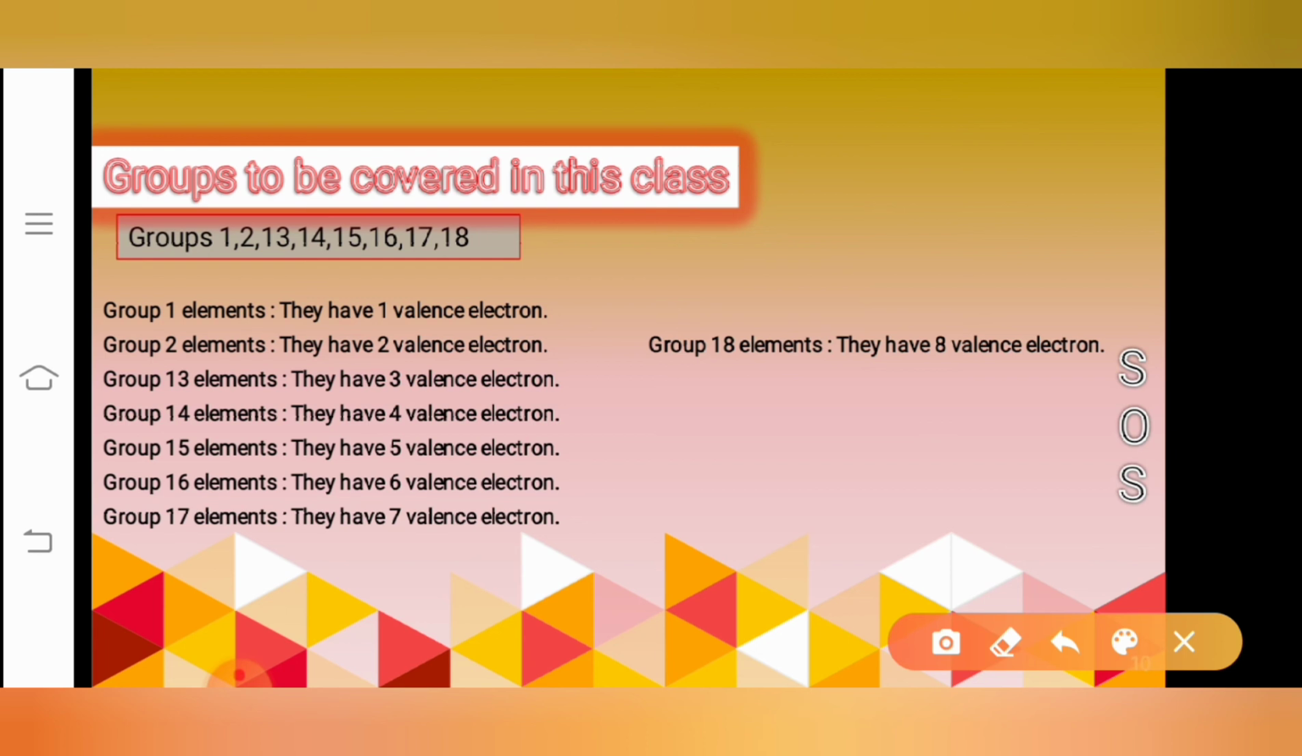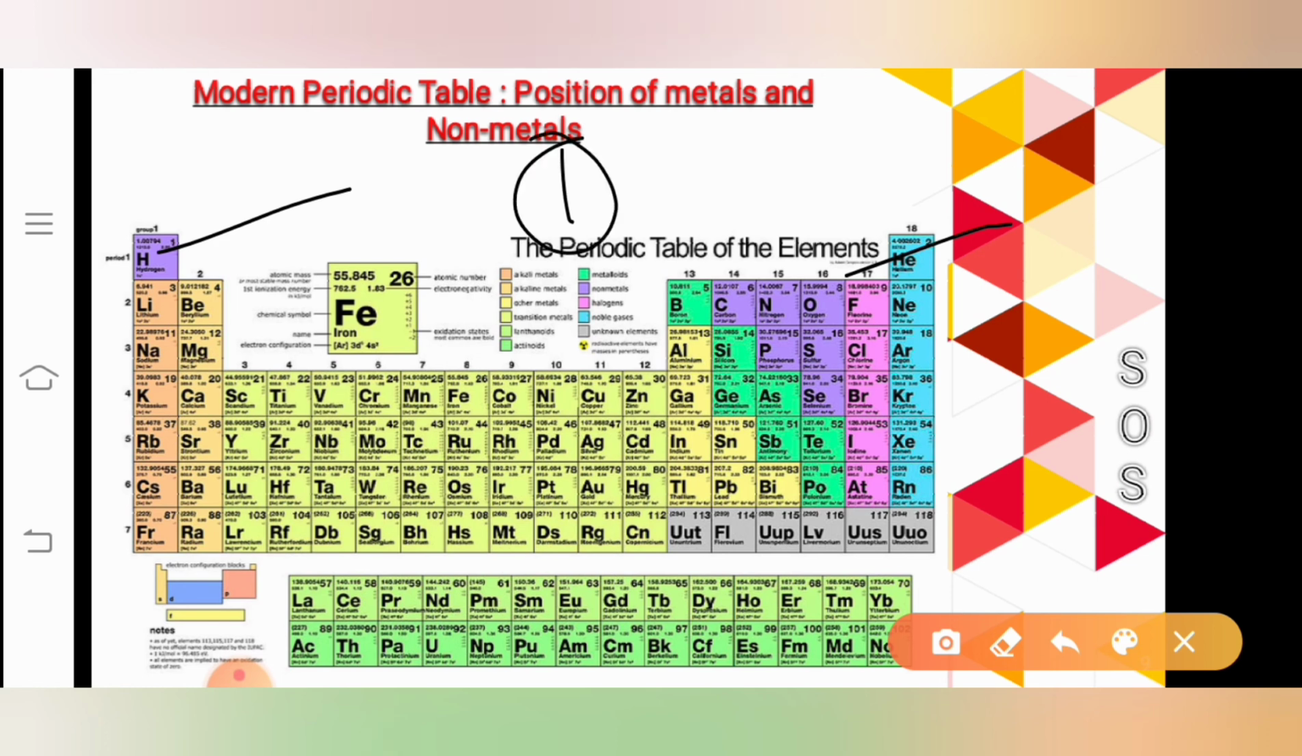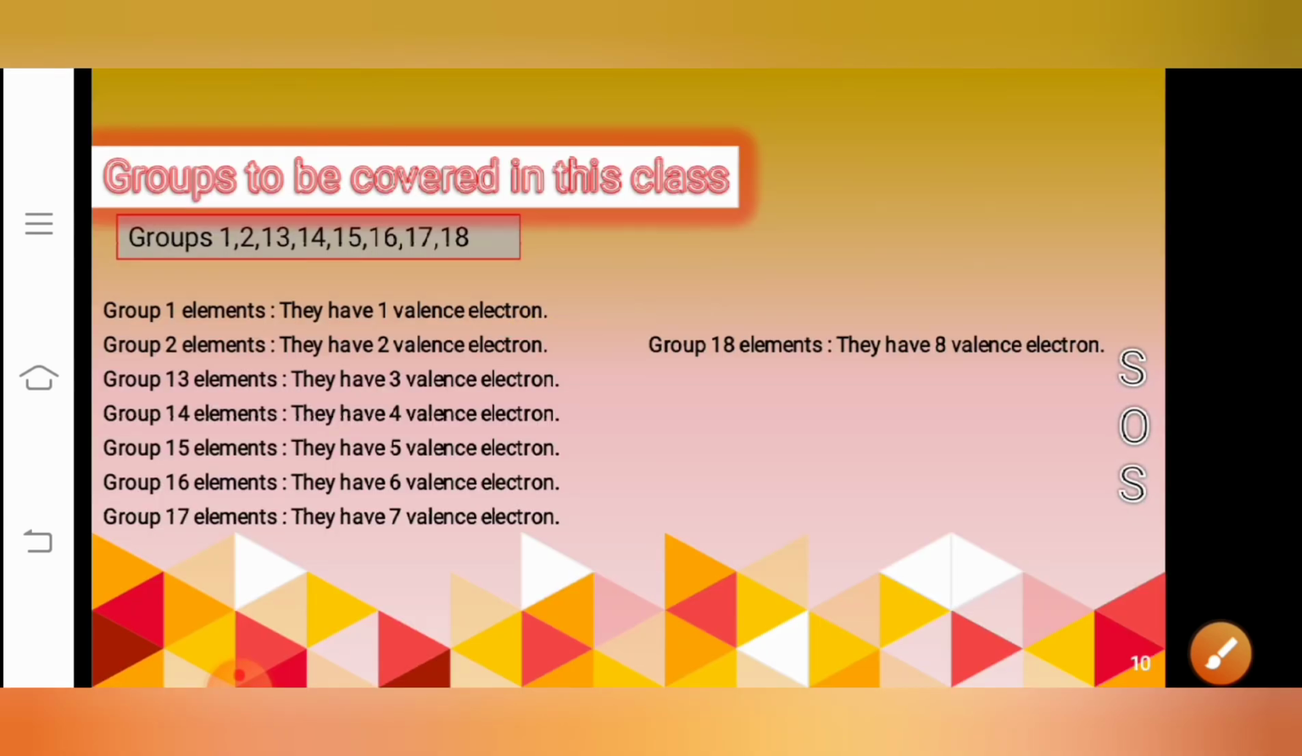As I told you, the groups we are covering in this class are 1, 2 and 13 to 18. The group 1 elements have one valence electron. I repeat, the group 1 elements have one valence electron. Which are the elements of group 1? If you look at this table, you will understand group 1 elements are hydrogen and lithium, with one valence electron. Hydrogen has 1 in its outer shell, lithium 2,1. So the group 1 elements have only one valence electron in the outermost shell.